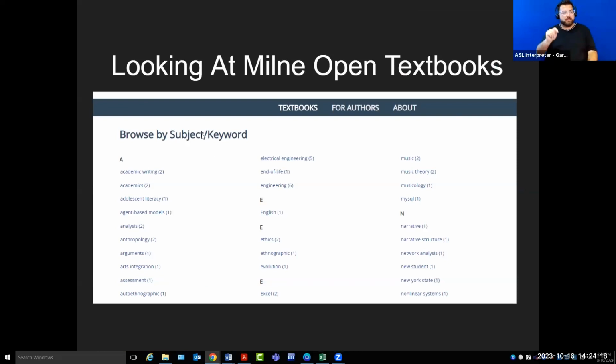And this is what browsing by the subject looks like. You can see that they don't have a huge number of books for each subject, but they have a few in there, and they're high quality.